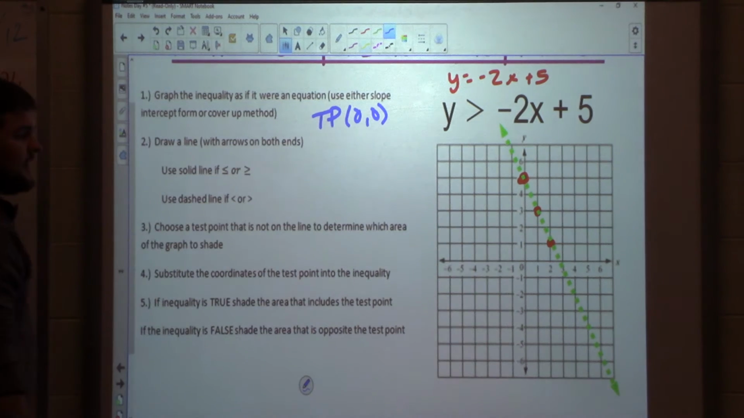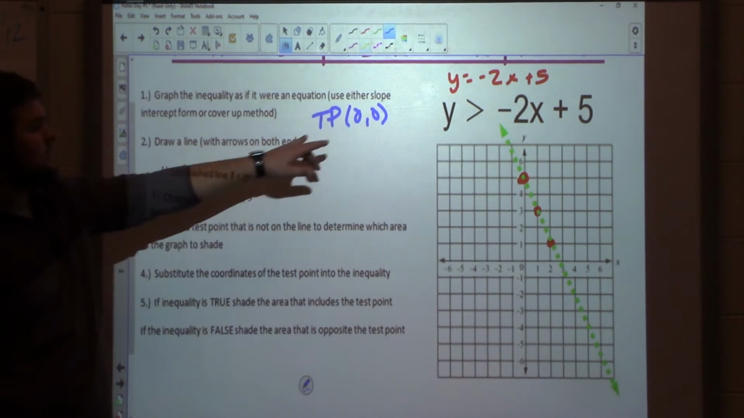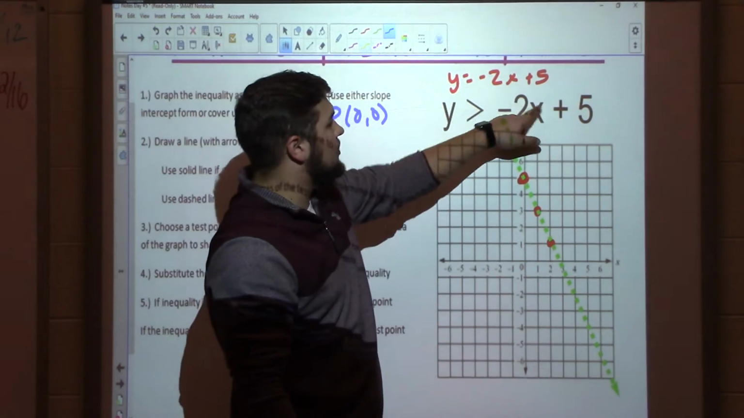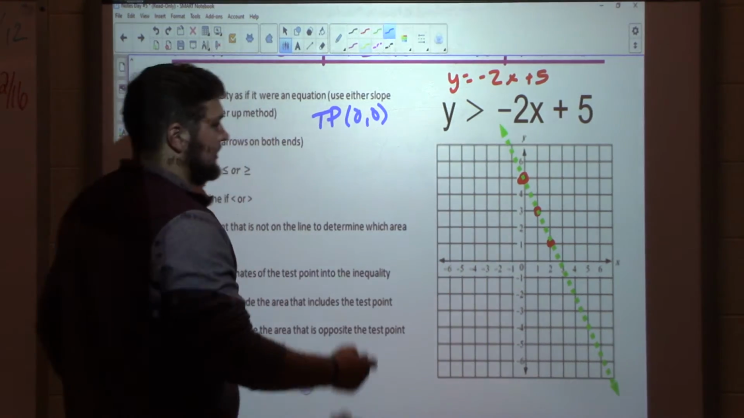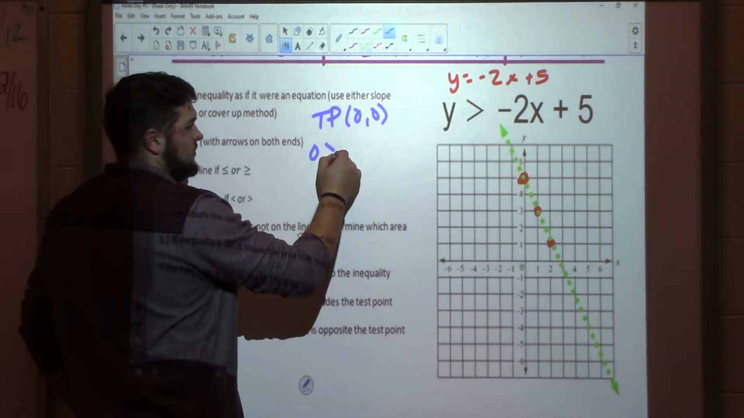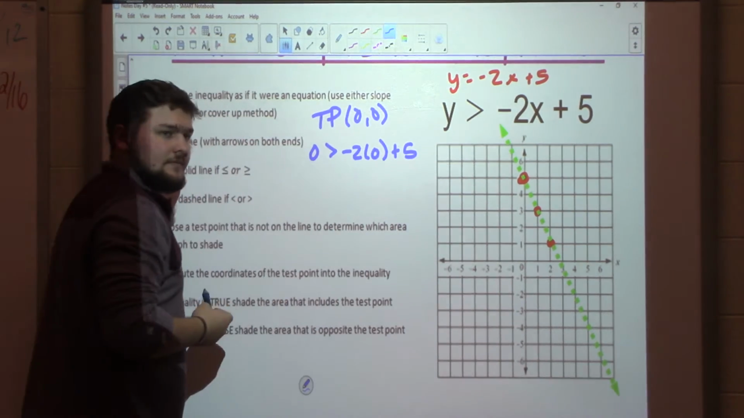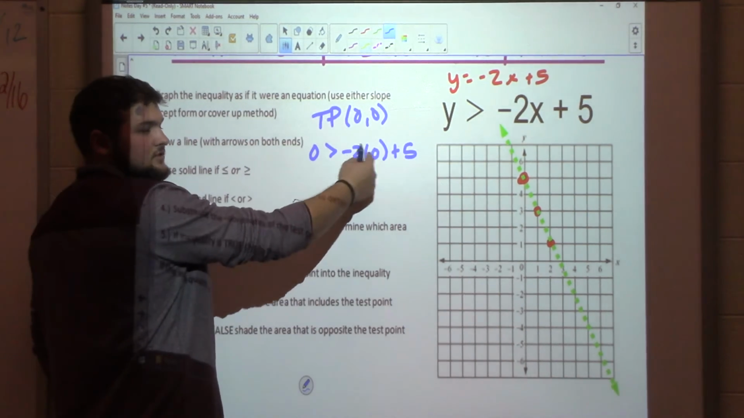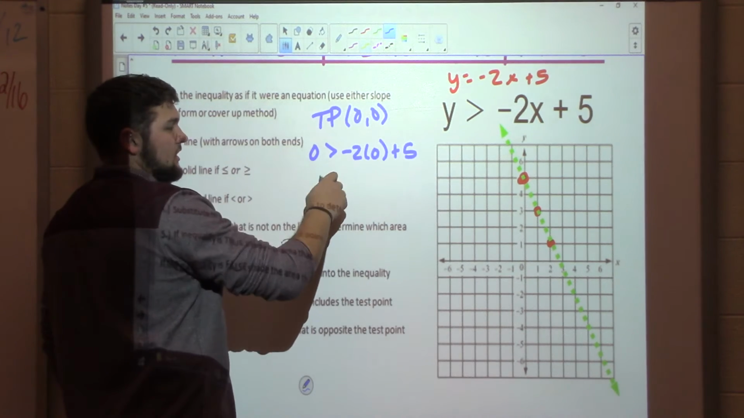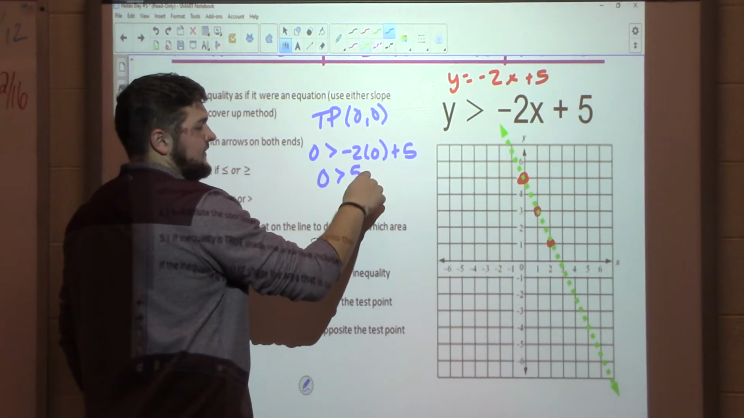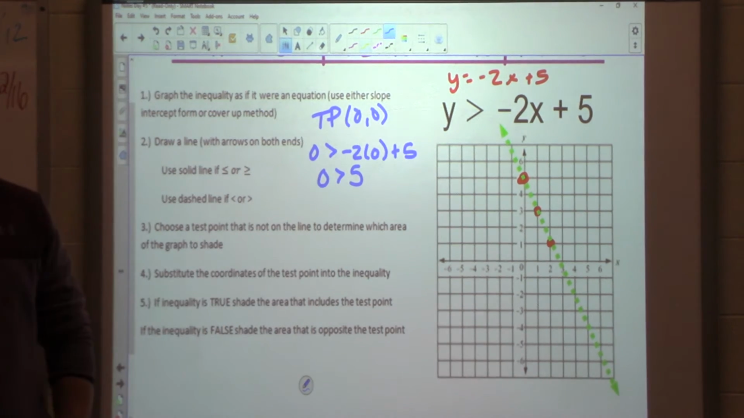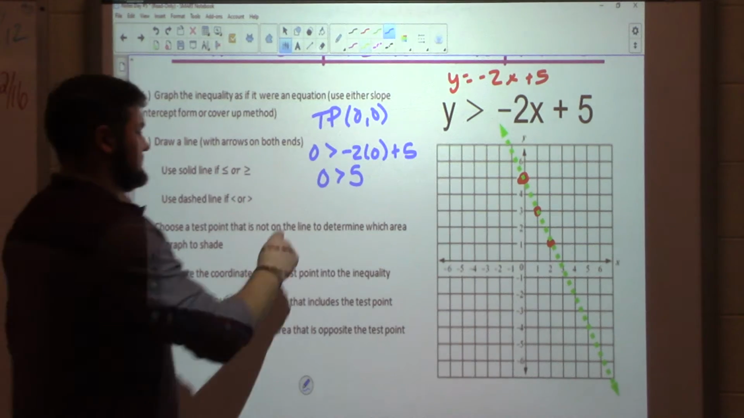So choose a test point not on the line. Substitute x and y into your original inequality. 0 greater than negative 2 times 0 plus 5. Well, what's negative 2 times 0? 0. So 0 is greater than 5? False. Is that a true statement? No, it is false.